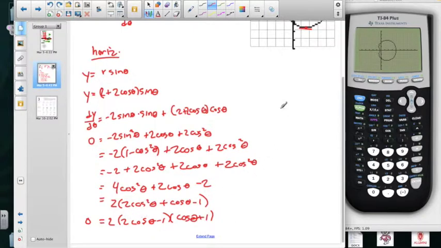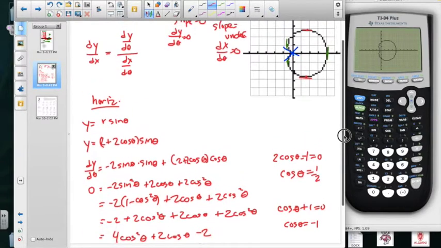And so if we take these then, 2 cosine theta minus 1, set it equal to 0, we have cosine theta equal to 1/2. So there's our first location. And then we have our cosine theta plus 1 equals 0. So it's the other factor that's equal to 0. So that's cosine theta equal to -1.